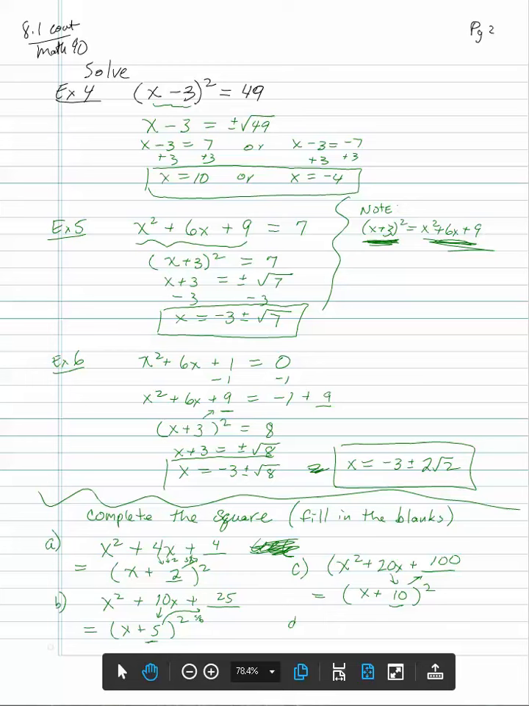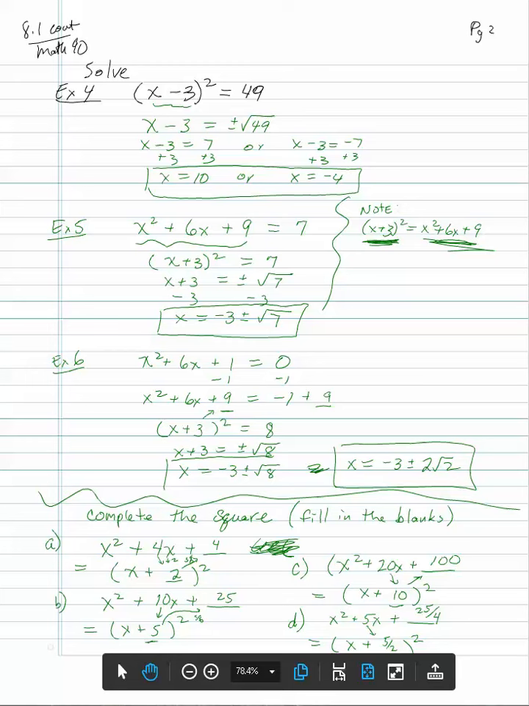All right, let's do one more. X squared plus 5x plus blank equals x plus blank squared. So again, I'm going to take the middle term, divide by 2, so that's 5 halves, or 2.5. 5 halves squared, you just square the top, square the bottom. And that's it. 25 fourths, or 6.25, either one.